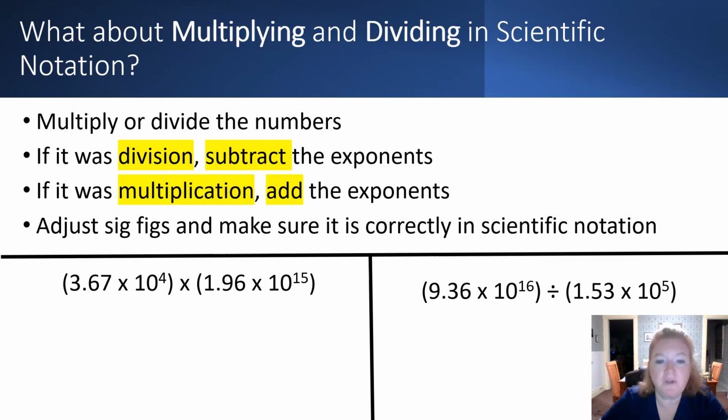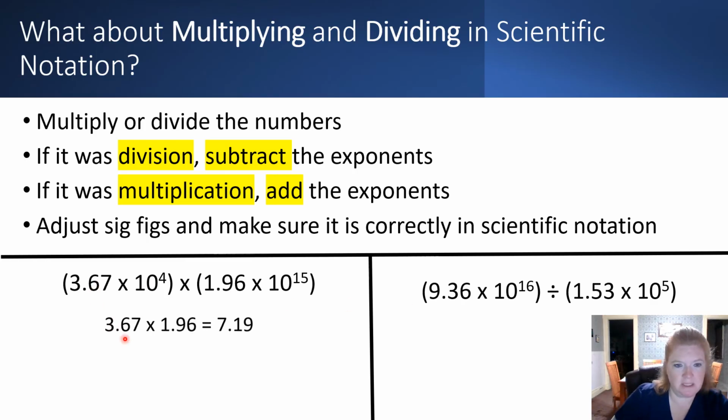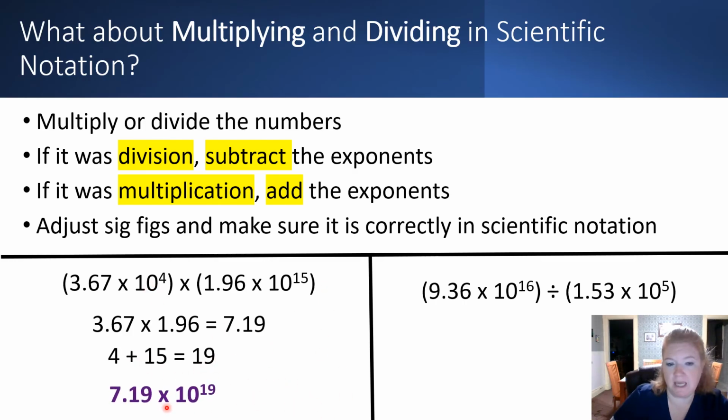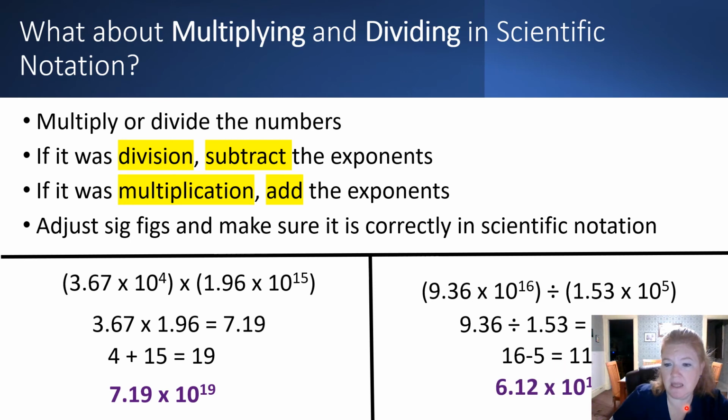All right, what about multiplying and dividing? Well, similarly, I'm just going to multiply and divide the numbers. So in this case, I'm going to multiply those two numbers. For multiplication, I'm going to add the exponents. Then I'm going to put it all together. For dividing, I'm going to divide the numbers, subtract the exponents, and then put it all together. So 6.12 times 10 to the 11.